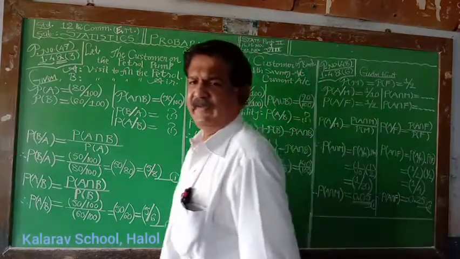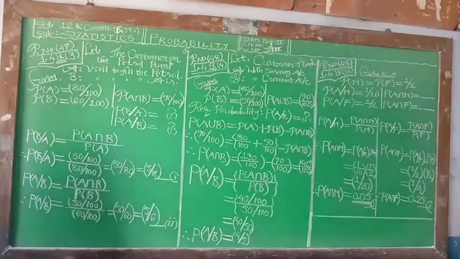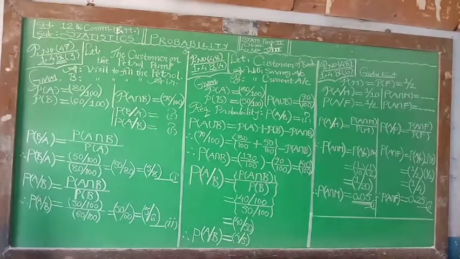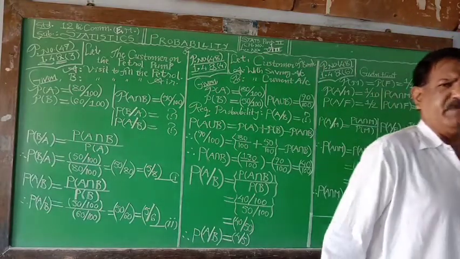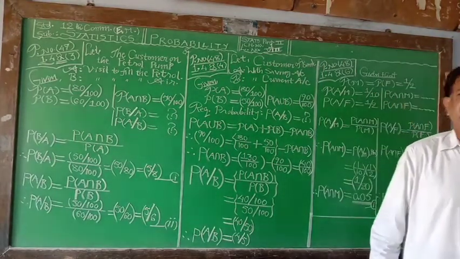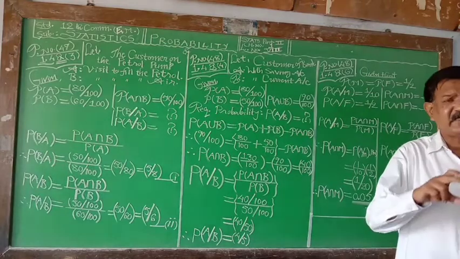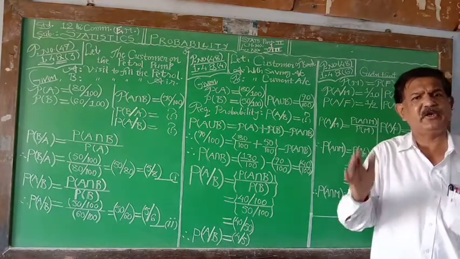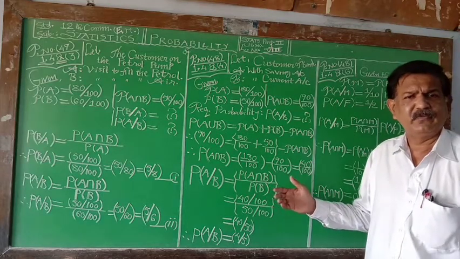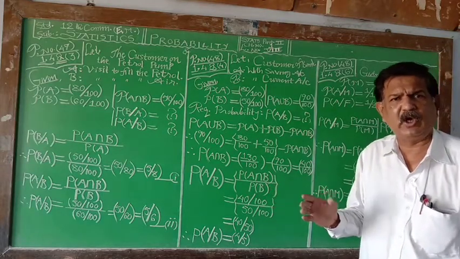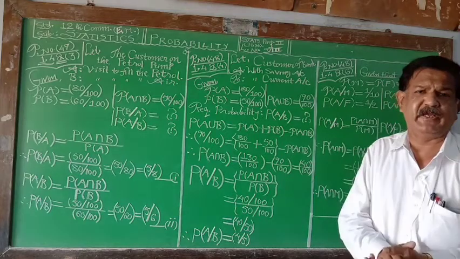Good morning everyone. Probability and Statistics Part 2, chapter number 1, the most important chapter. Up to this point we have studied examples or numericals based on the addition rule of probability. Today we are going to see examples or numericals based on conditional probability.